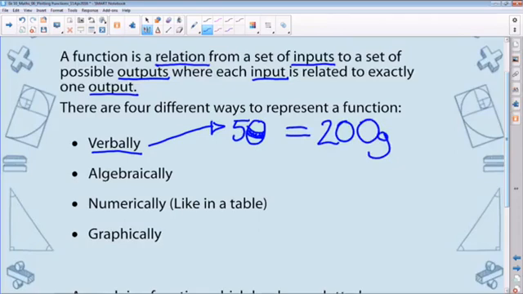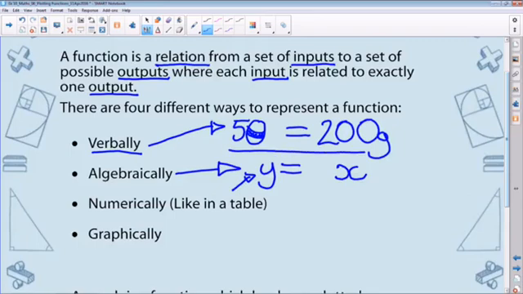Okay, now algebraically is when we write it as a formula. Y is always the output. Why is it the output? Because it's the answer that we get at the end. And X will be the input. Okay, so with this function, I have to eat 5 Easter eggs, and then I gain 200 grams. And I could change that into an algebraic function. What do I need to multiply x by? Well, we would figure that out to get to y, and we'll get to that later.